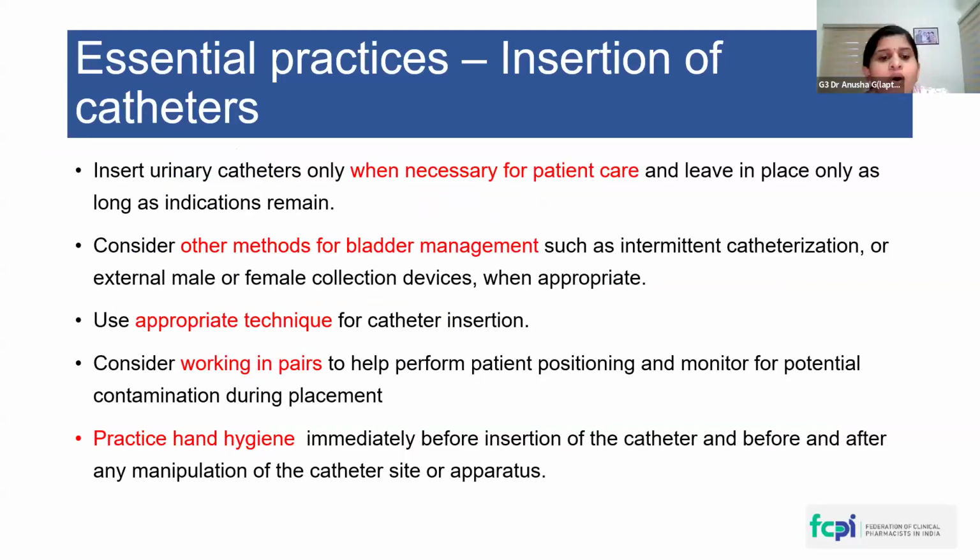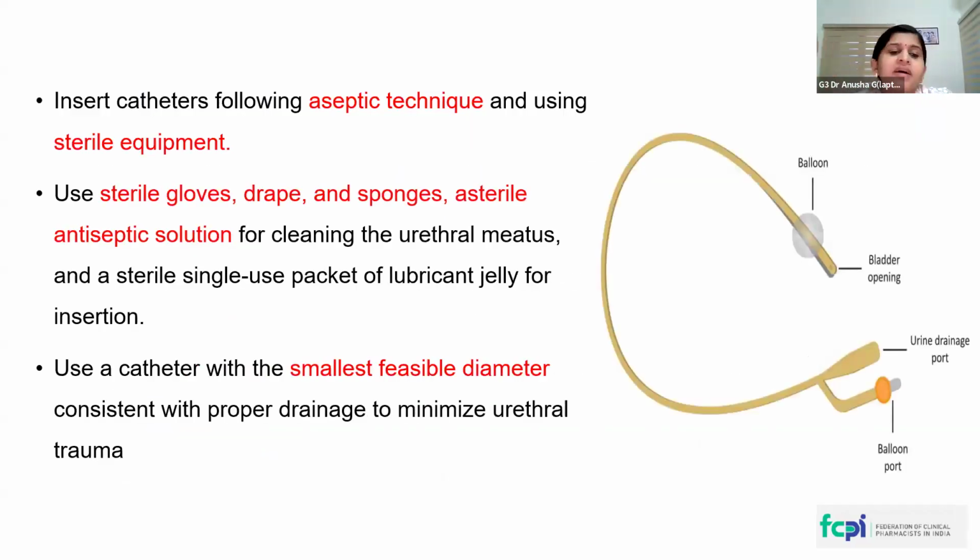So you will have a nurse or an assistant to help you with positioning the patient and inserting the catheter without any contamination. Practice hand hygiene before inserting the catheter. This is very important so that contamination does not occur. And when you're inserting the catheter, the person has to be wearing PPE, that is, he should have gloves and an apron. And you have to drape the patient.